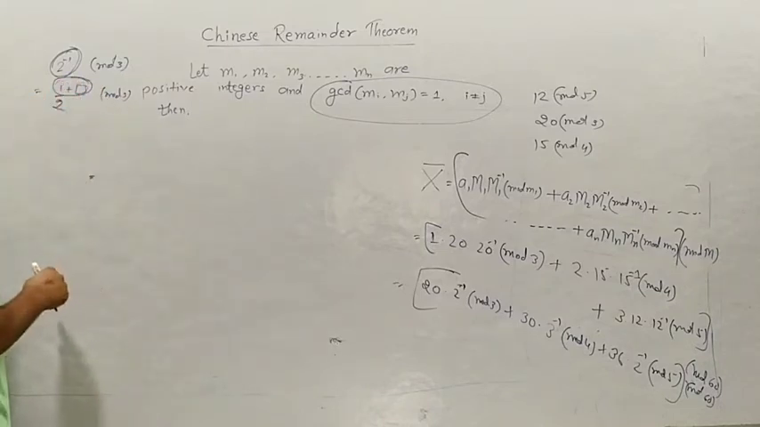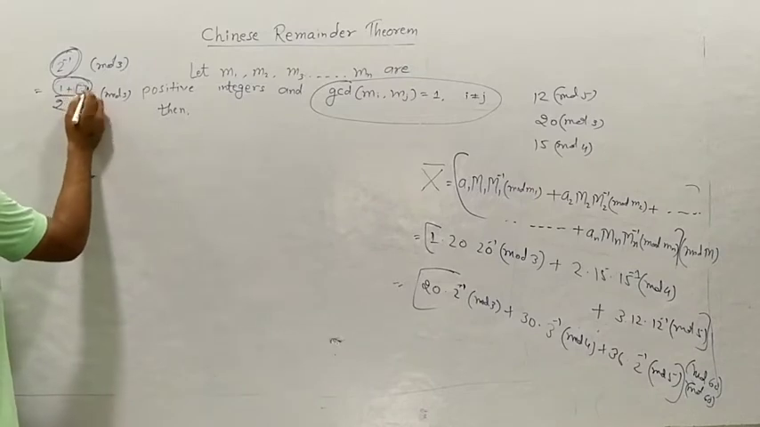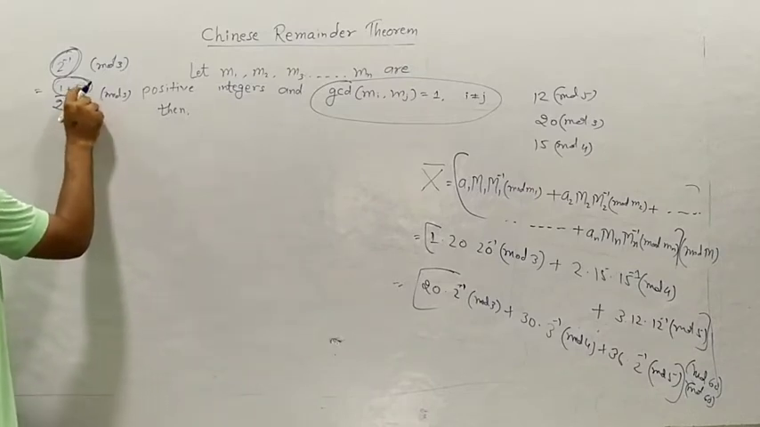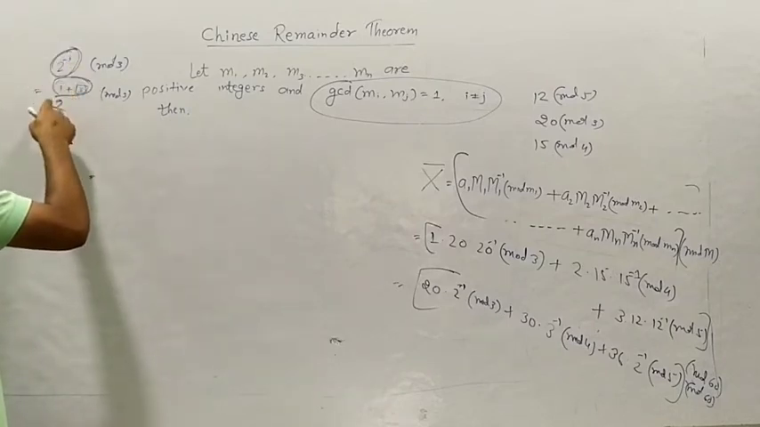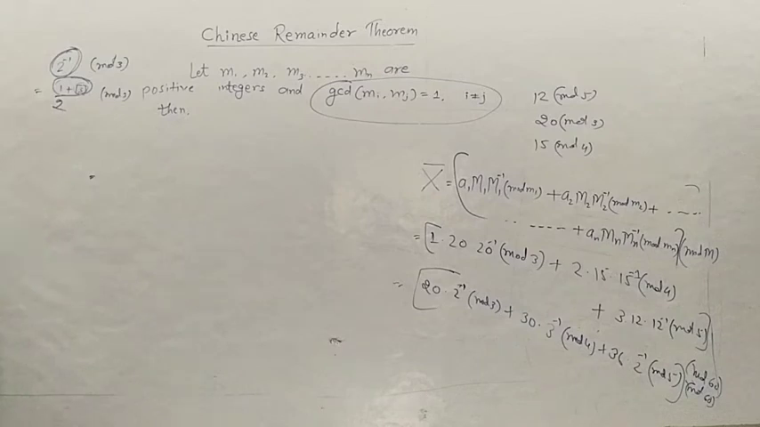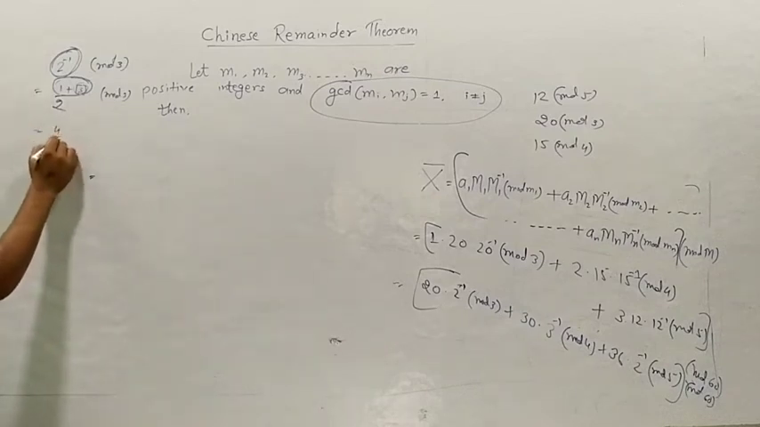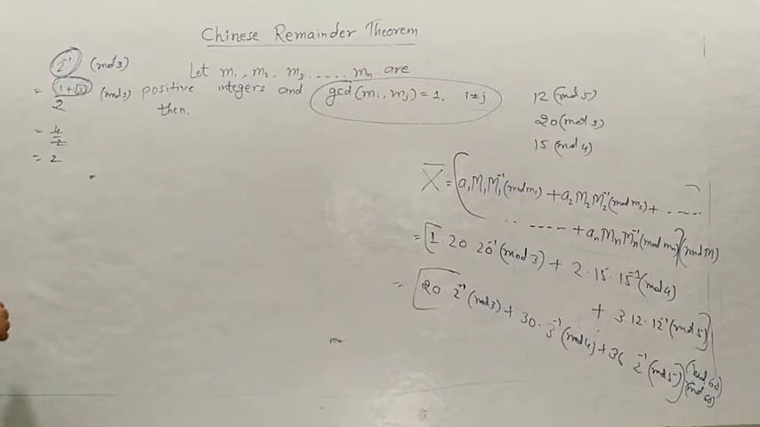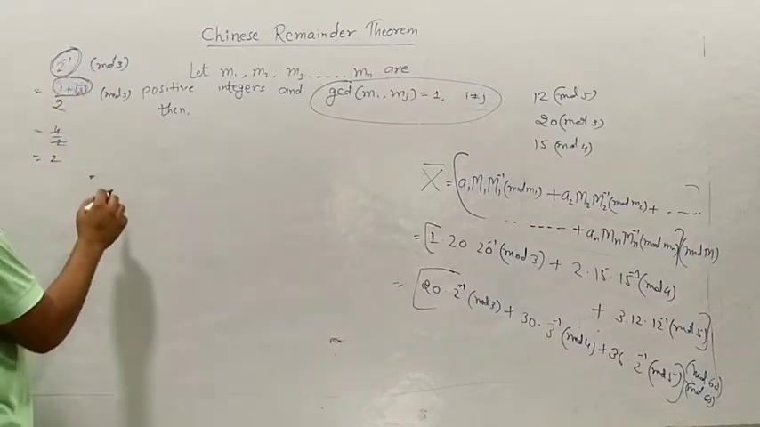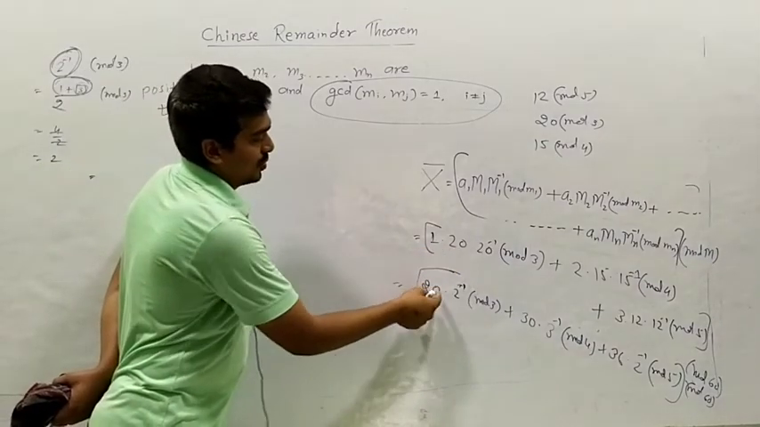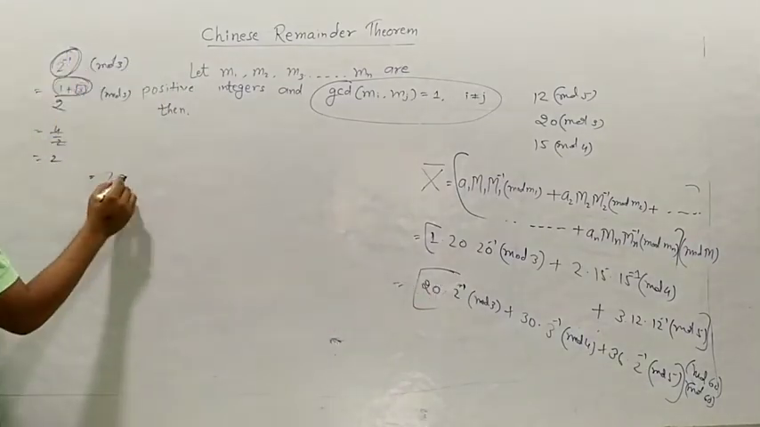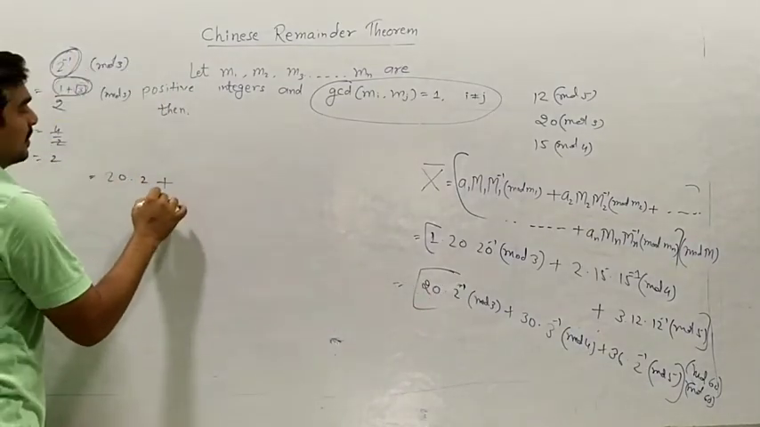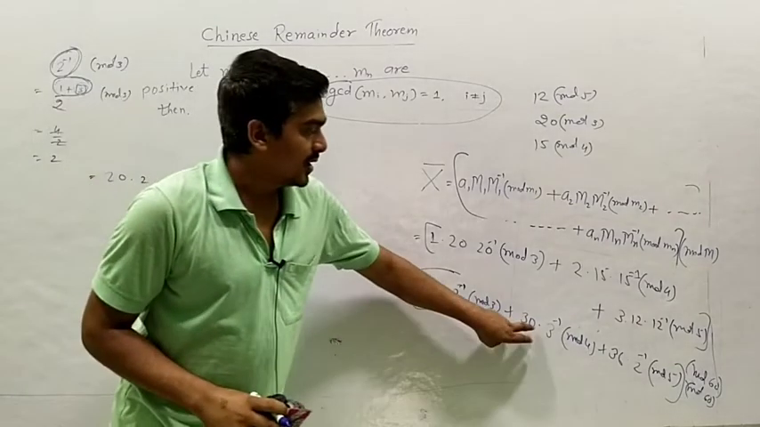Okay, so let's move. Suppose we take here 3 1 3, that is 3 plus 1, that is 4, and 4 can be divisible by 2. Then what we get as answer? That is 4 by 2, that is 2. So 2 inverse is congruent to 2, can be written as 2. Therefore 20, and what is 2 inverse? 2 inverse is equal to 2. Okay, plus 30 into 3 inverse.